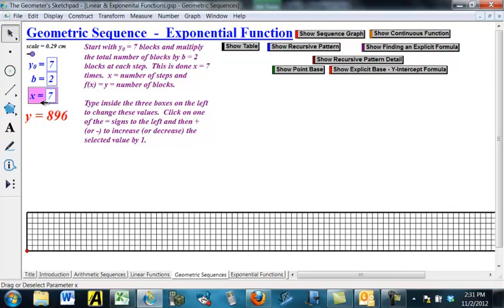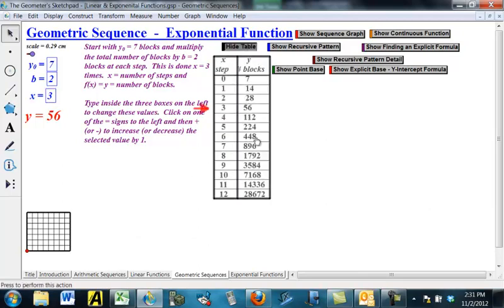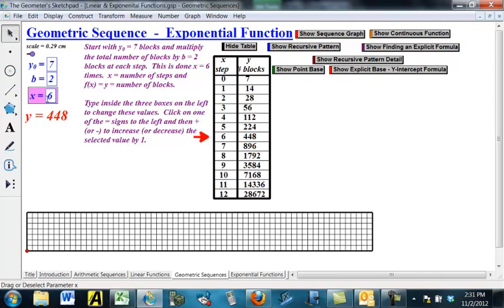So as we go through this, it gets pretty big pretty quickly. Okay, let me step it back to the beginning. When x is 0, we start with our 7 blocks. And then if we add 1 to x to make it the second step, we're actually going to multiply the y's by 2 to get 14. And you can see this going on and so forth. So that gives us a nice recursive pattern.